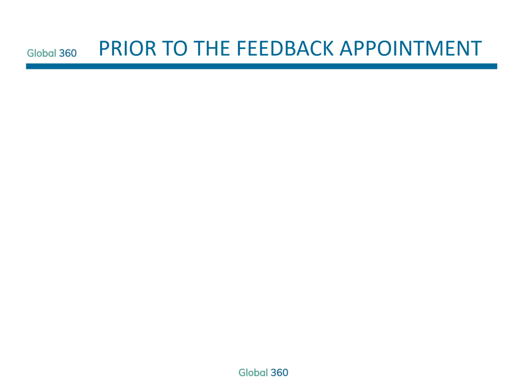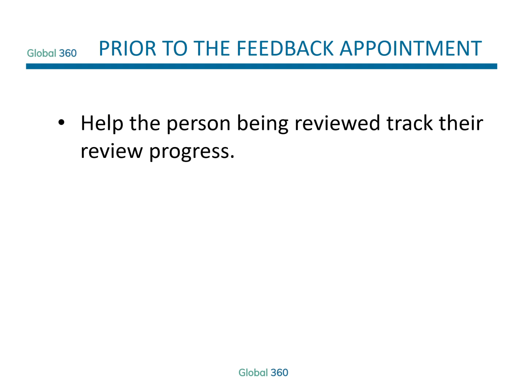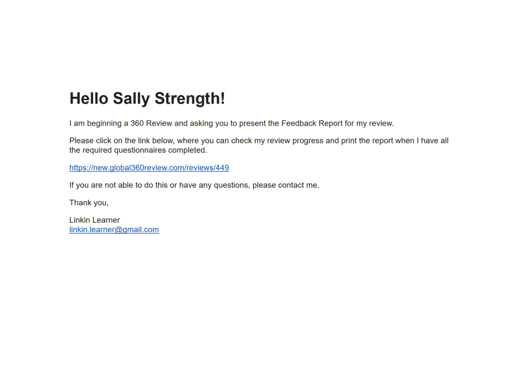Once you've accepted the invitation to be their consultant, your first task is to help the person being reviewed track the review progress and complete the process. In the Global 360 system, the person being reviewed is responsible to select their own consultant. If you're selected as a person's consultant, you will receive an email from the person through Global 360 asking you to be their consultant. Now, of course, you can choose whether or not you're able to accept the invitation, and you're asked to contact the person with your answer.